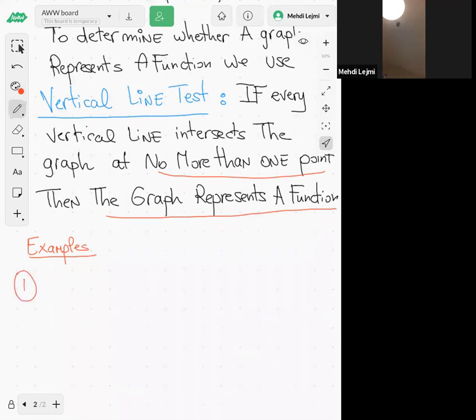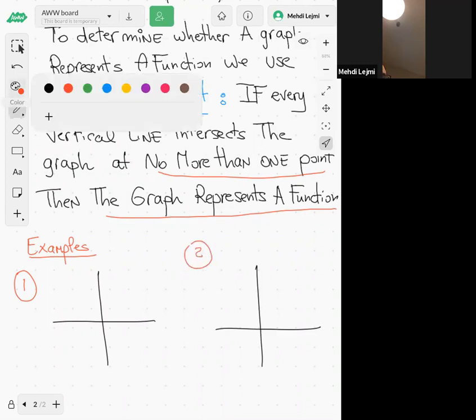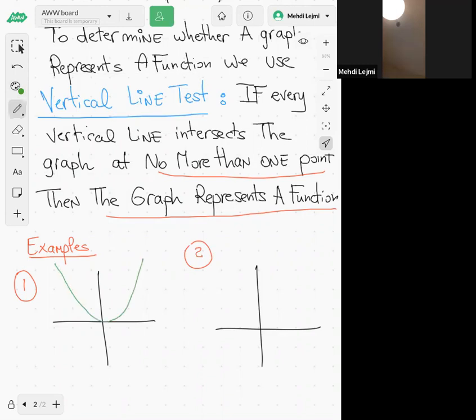Let's say you have these 2 axes here, second example. For number 1, let's say the graph is this one here. And for number 2, let's say the graph is this one here. So I have my 2 graphs. Of course, this is supposed to be the horizontal x-axis, and the vertical axis is the y-axis.